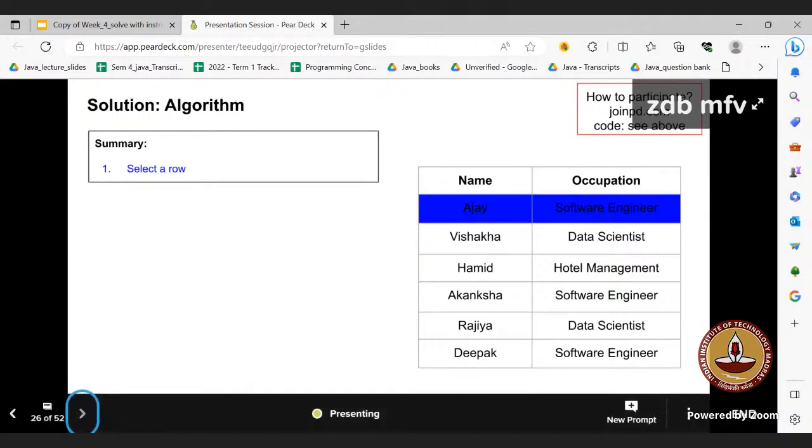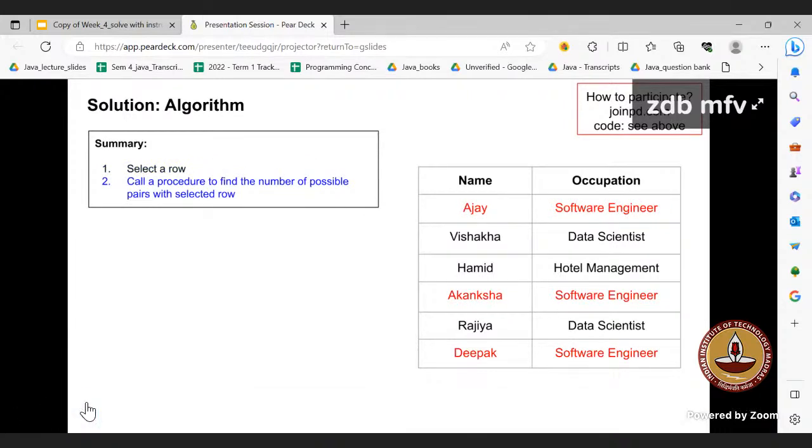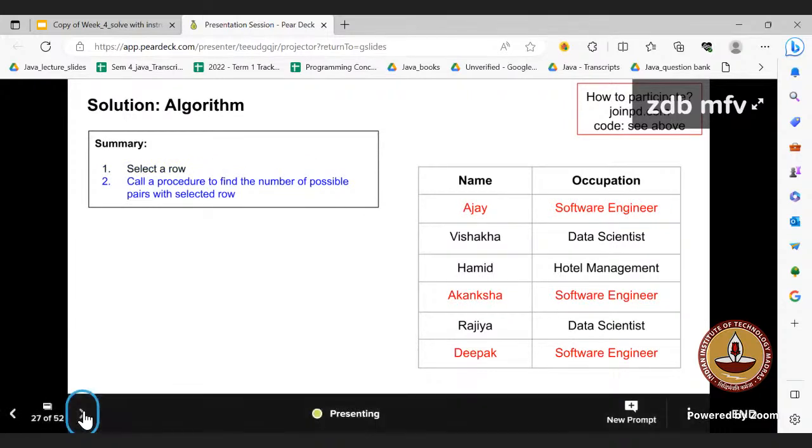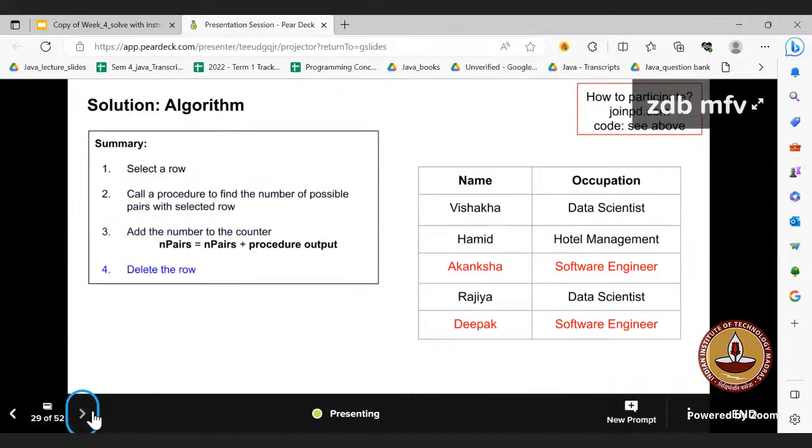Yes. So the algorithm is like select a row, fix that row, call the procedure to find the number of possible pairs with the selected row. Like you have to pass all the remaining rows, all the remaining table, to the next procedure, and then add the pairs to the counter. I will show all the pseudocode, then delete the row.